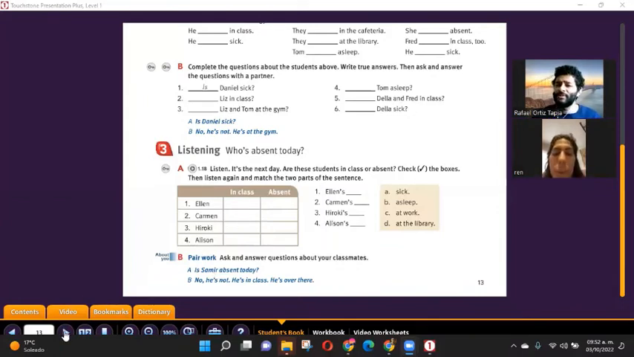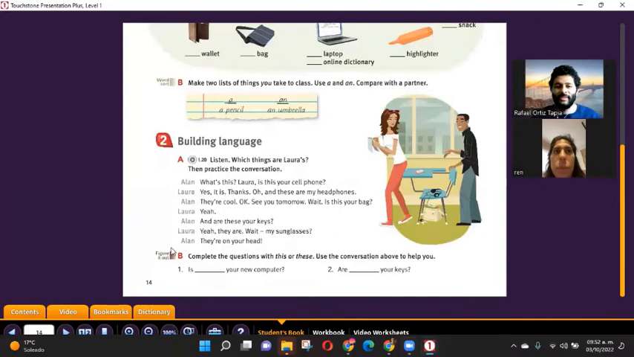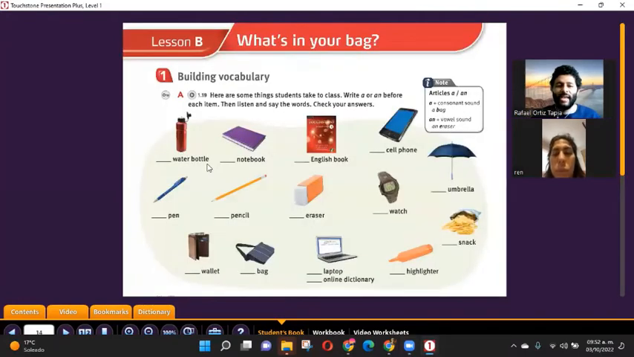So, do you have any questions with this lesson? No. It's quite clear, right? Yeah. Okay. So, what's the next? Okay, let's do vocabulary. Okay, what's in your bag?